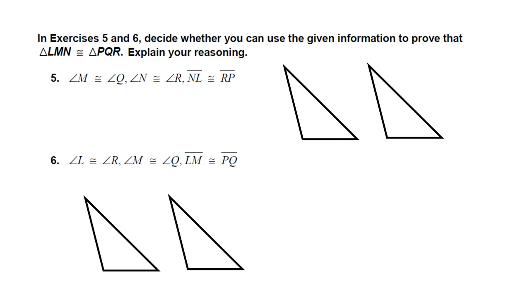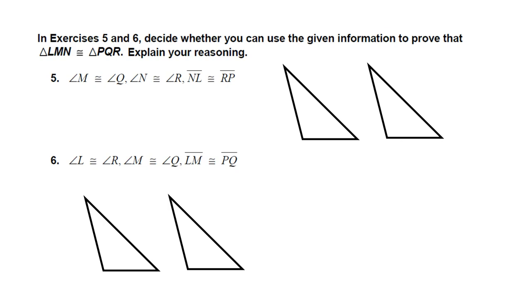Okay, this is the second half of the Chapter 12, Section 6 video. And here in your student journal on exercises 5 and 6, they're asking you to decide whether you can use the given information to prove these two triangles are congruent. And this time, what you'll notice is they didn't give you triangles.